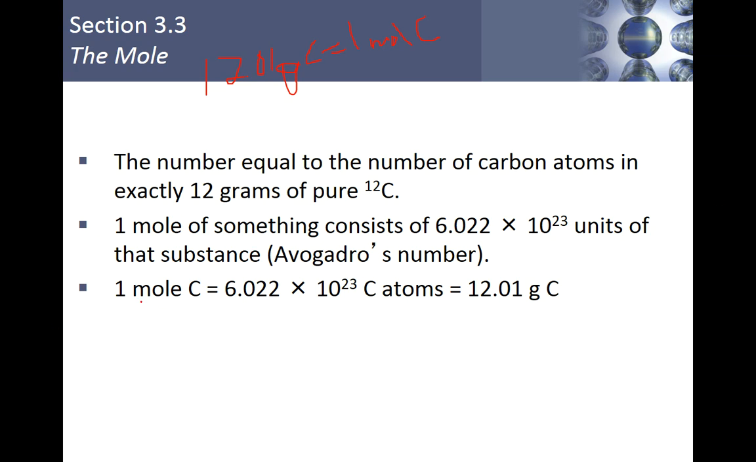They actually listed out the mole conversions right here. 1 mole is equal to 6.022 times 10 to the 23rd atoms, and it's also equal to 12.01 grams. So this is how you're going to be able to convert in and out. You're going to go from grams to moles, and then moles to atoms, and then atoms to moles, and so forth. That's going to help you through these next few problems.